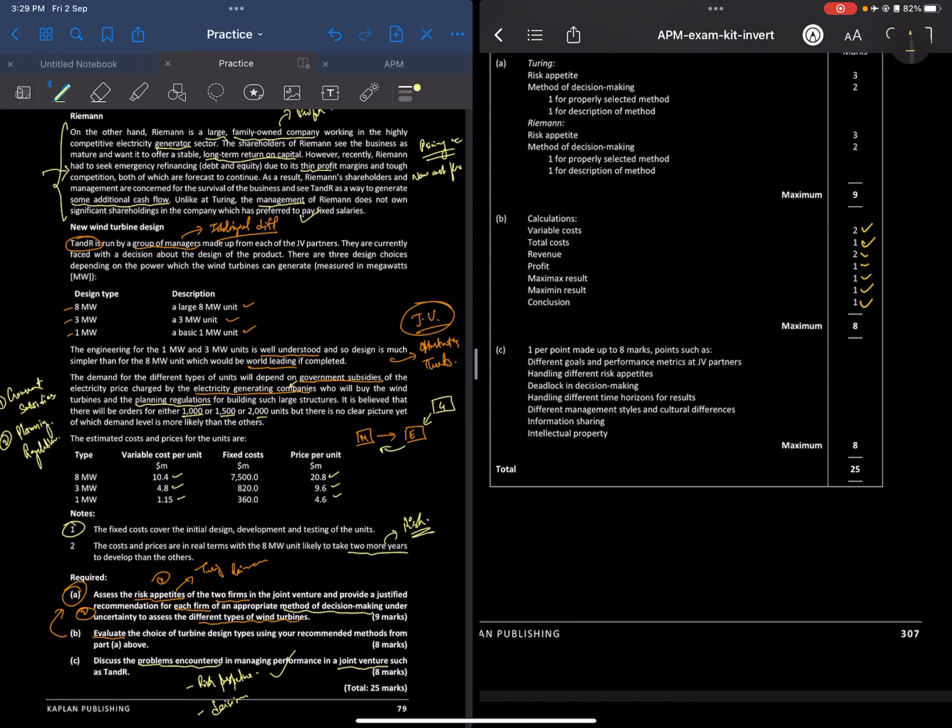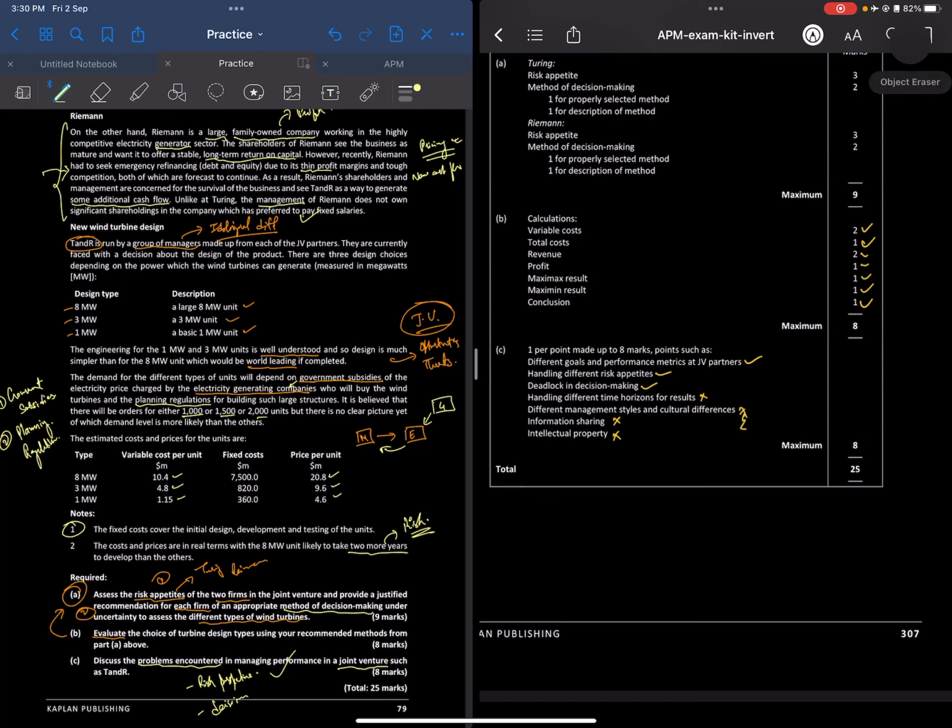One mark per point: different goals, different performance metrics, and handling different risk appetites. Many people can get through that, and many can talk about deadlock as well. But handling the time horizon, some people might miss it out. Some might miss out the different management styles and cultures, or the intellectual property and information sharing. But nevertheless, 3-4 marks can be scored, so the minimum passing marks can be scored easily.